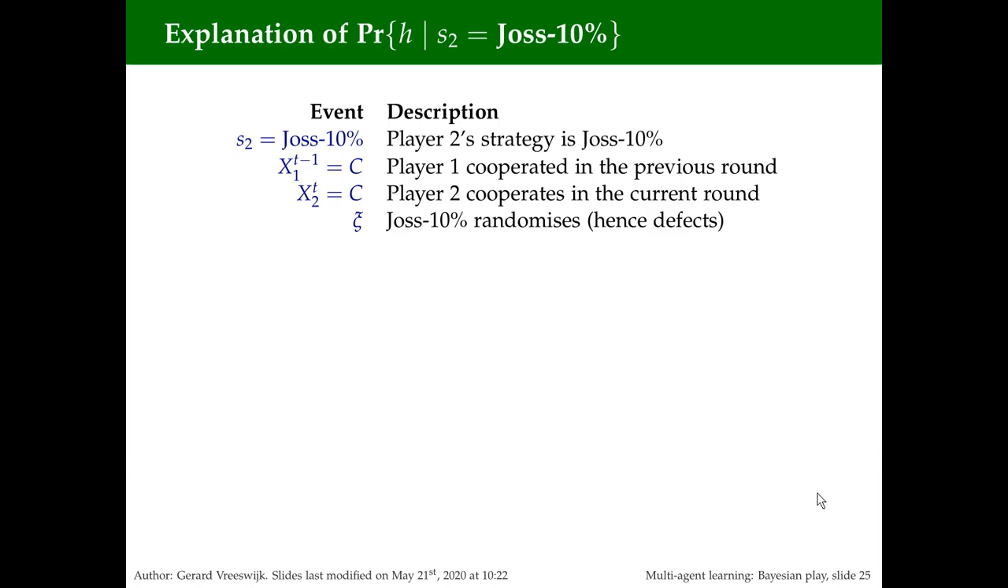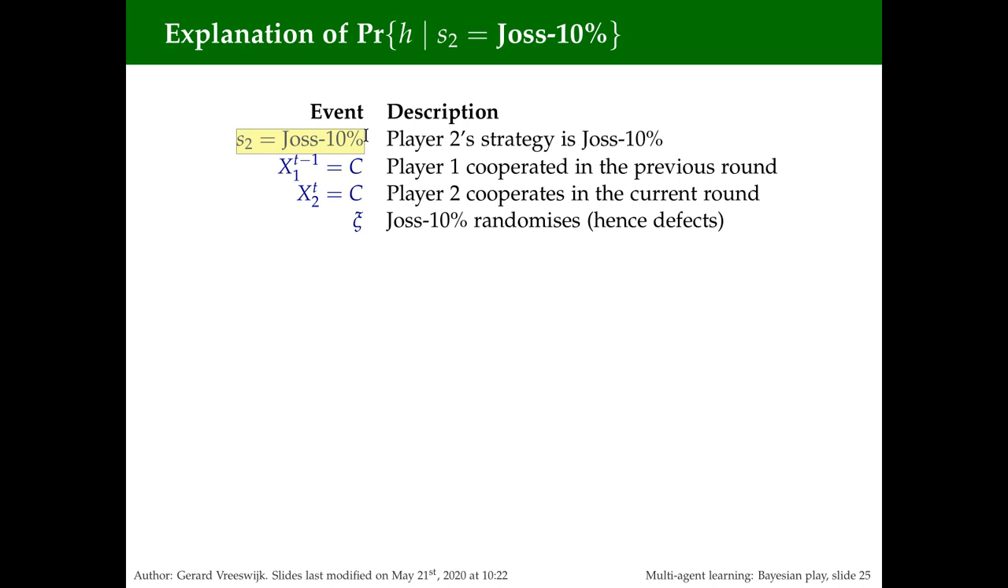I owe you an explanation of how the probability of a history is computed, given that you know that the reply rule or the strategy of the second player is Joss 10%. And Joss 10% is playing tit for tat 90% of the time and defecting otherwise, the other 10% of the time. So here is a bit of notation.